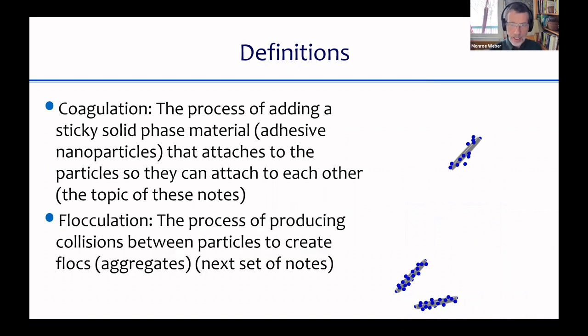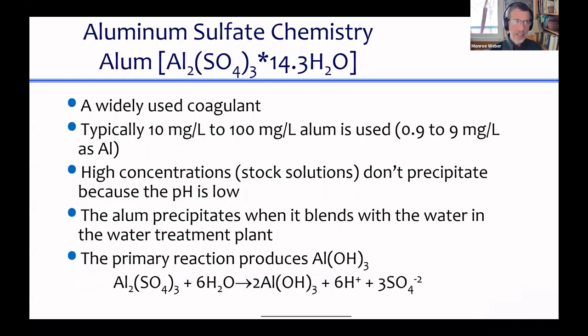And then the next step is flocculation, where we produce collisions between the particles. And the goal now is to have collisions happen where two particles hit. At the point of contact, it's sticky, and so they attach to each other and they aggregate into this larger particle, which we call a flock. So I'm going to go through this quickly, and you can have it as a reference.